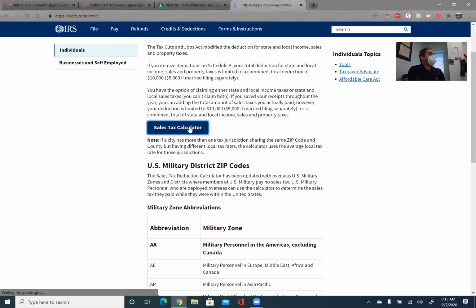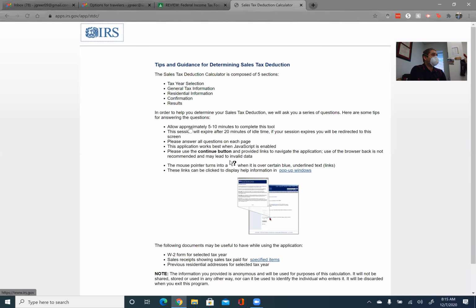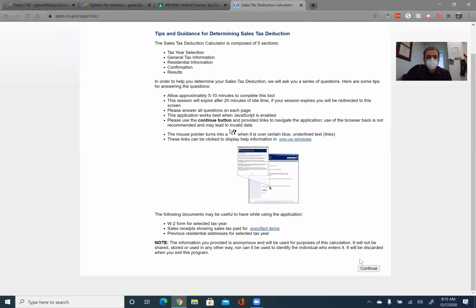If you do make a big purchase, though, like let's say you buy a car or a boat or something else, the sales taxes on those are pretty high, right? So you are going to want to keep that receipt and add it separately. But otherwise, you could just follow this tool. Takes approximately 5 to 10 minutes.